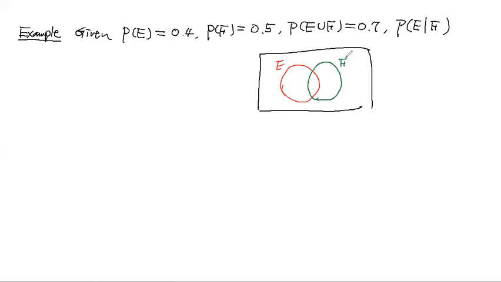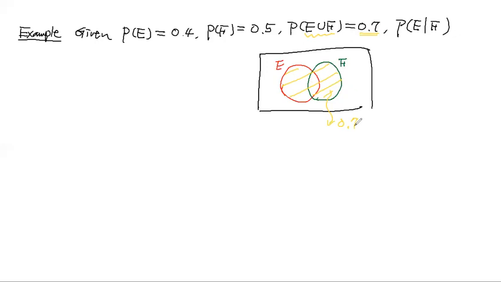Take a look at this one here. It tells you that E union F is equal to 0.7. So we know what the union means, right? That means if you combine these two, the yellow area is 0.7, correct? That's what the union means, okay?